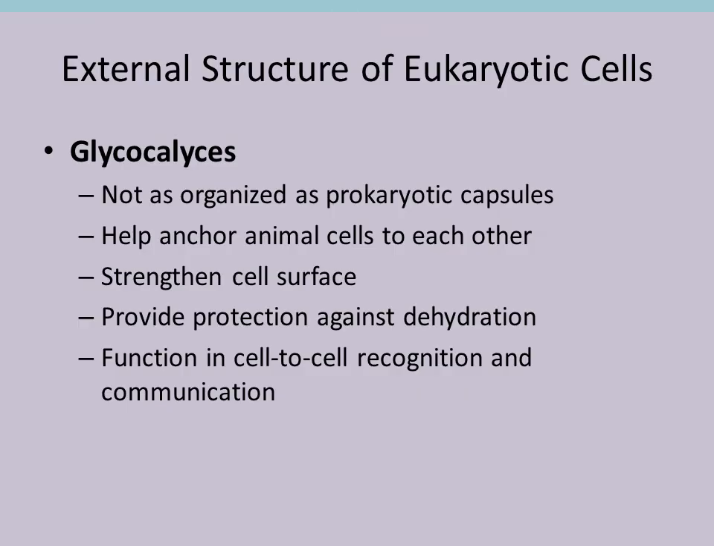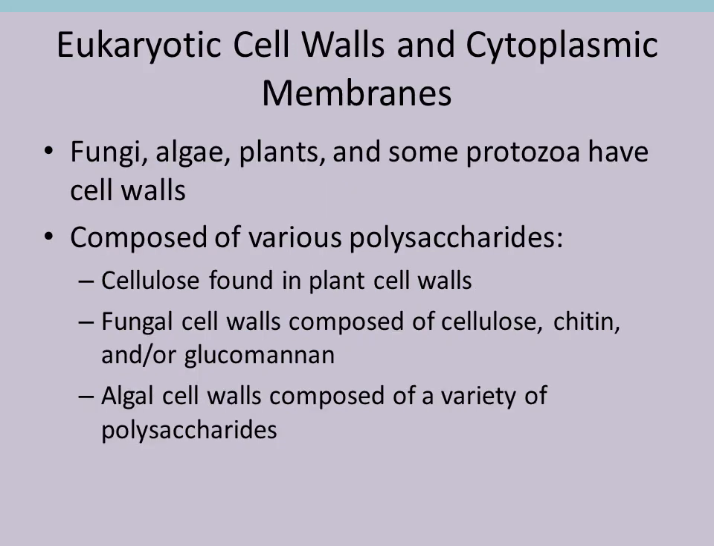When we move on to look at the eukaryotic cells, the glycocalyx is not nearly as organized as the capsules that we see with the prokaryotes. Depending on the type of cell, some glycocalyces may help to anchor animal cells to each other. It can help strengthen the cell surface. Sometimes it's there to help prevent dehydration, and part of it is used for recognition, basically communication between the cells.